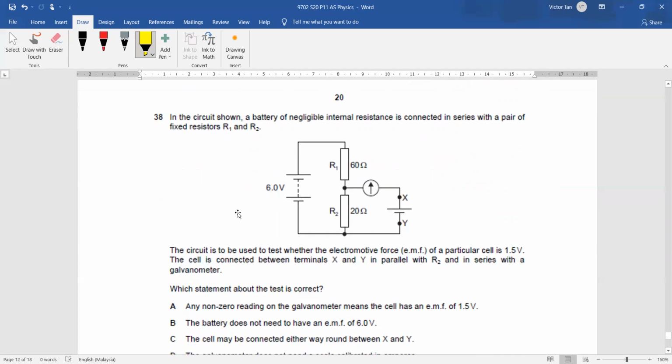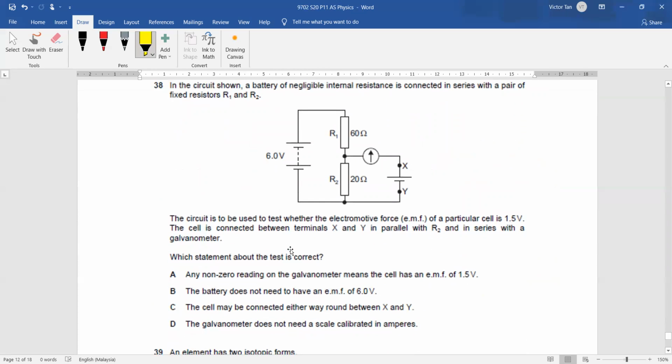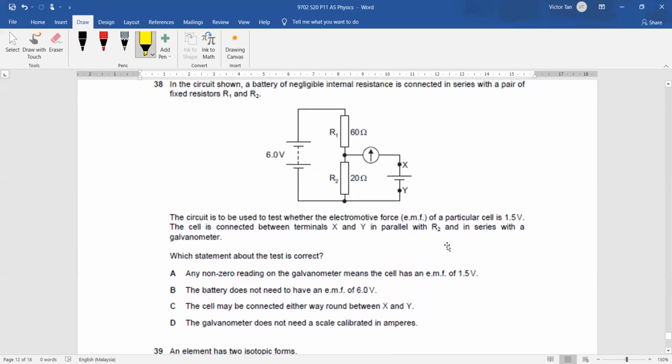In the circuit shown, a battery of negligible internal resistance is connected in series with a pair of fixed resistors R1 and R2. The circuit is to be used to test whether the electromotive force of a particular cell is 1.5 volts. The cell is connected between terminals X and Y in parallel with R2 and in series with the galvanometer. Which statement about the test is correct?